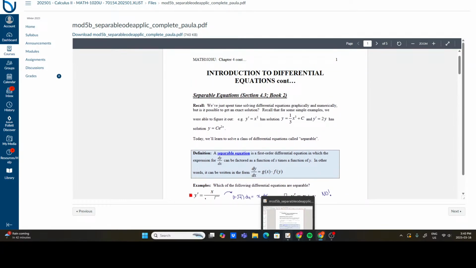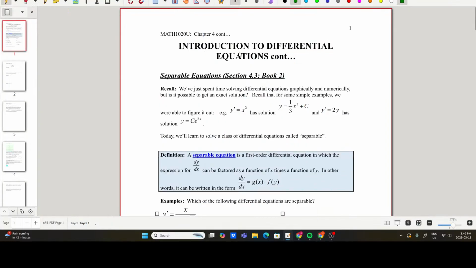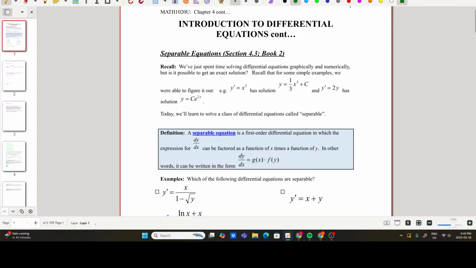Alright, so now we're going to be looking at introductory differential equations, continued: separable equations. We just spent time solving differential equations graphically and numerically, but is it possible to get an exact solution? Recall that for some simple examples, we were able to figure it out. y prime equals x squared has solution y equals one-third x cubed plus c, and y prime equals 2y has solution y equals c e to the 2x.